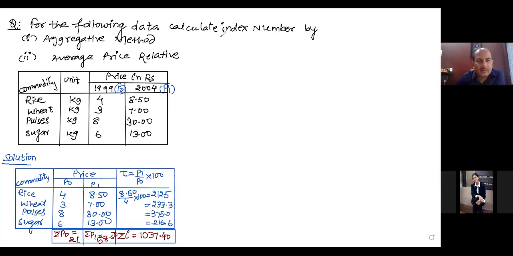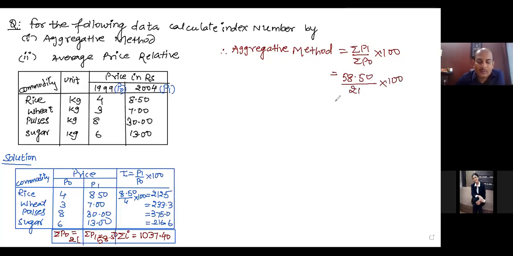Now, let's find out the values, what is required or what is being asked in the question. Therefore, when I'm finding the index by aggregative method, the formula is summation of P1 upon summation of P0 into 100, which is equal to 58.50 upon summation P0, that is 21, into 100. And this value is 279.04 rounding off.